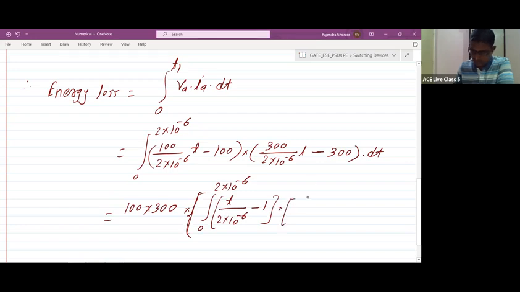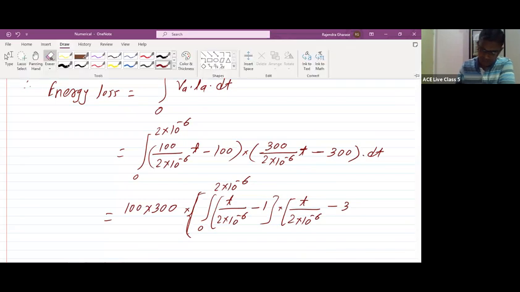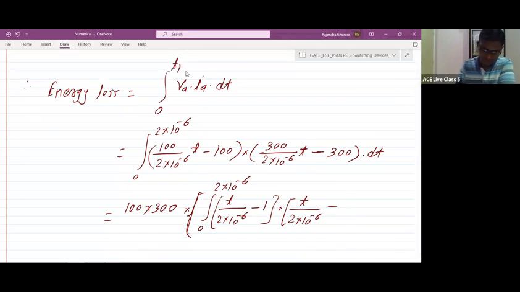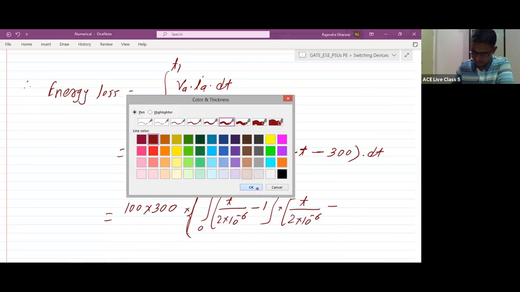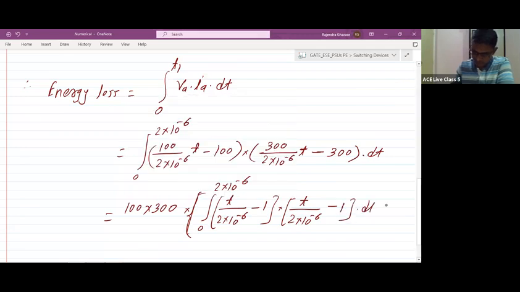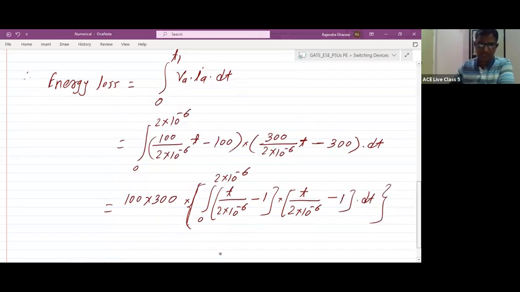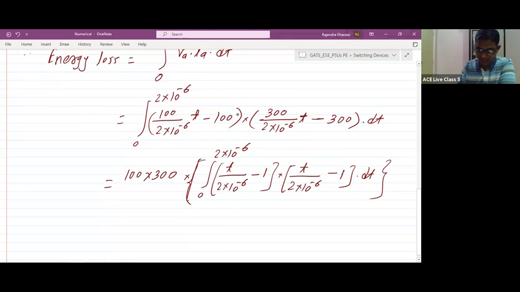Into this term, it will be t upon 2 into 10 to the power minus 6 minus 1, because 300 was taken outside, so that should be minus 1 only, into dt. Is this clear? I've taken 100 outside, 300 outside. So 100 outside means it is t upon this term, and this minus 1 will be there. 300 also was taken outside, so t upon this term minus 1 will be there.